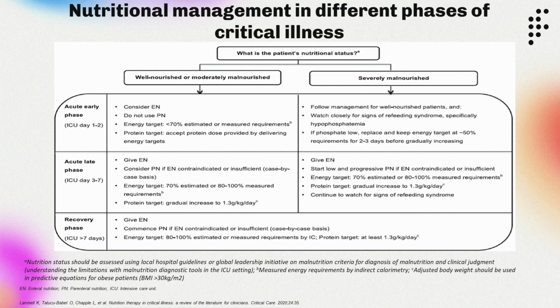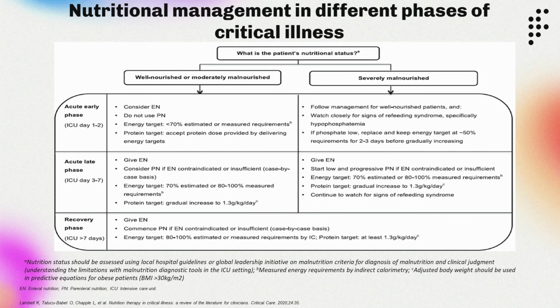In the acute late phase, give enteral nutrition in well-nourished patients. Consider PN if EN is contraindicated or insufficient. Energy target is 70% of estimated, and protein target is gradually increased to 1.3 gram per kilogram per day.